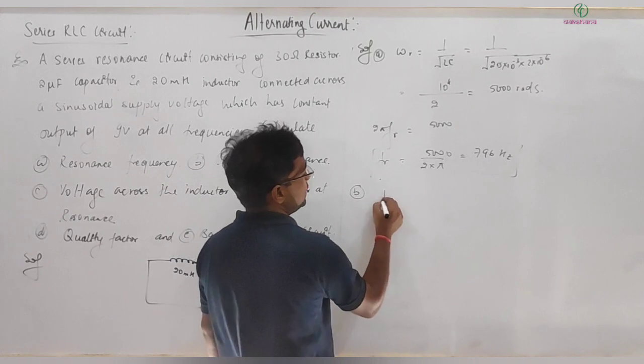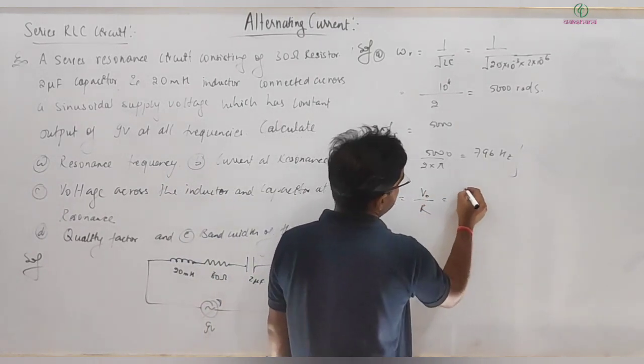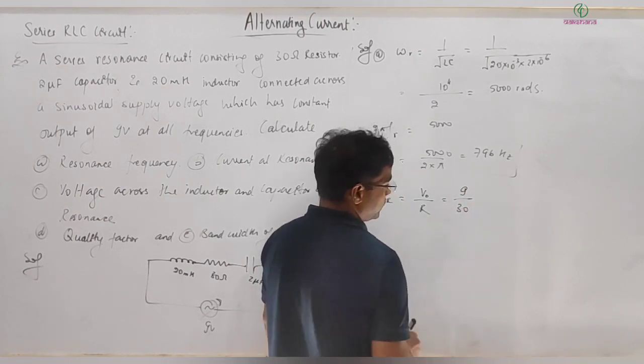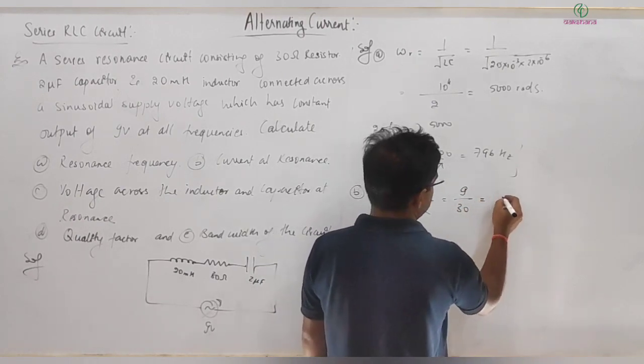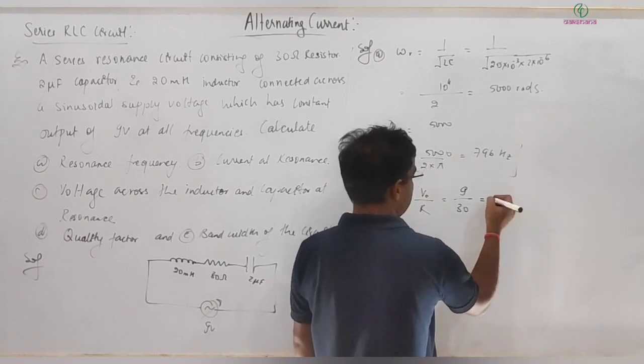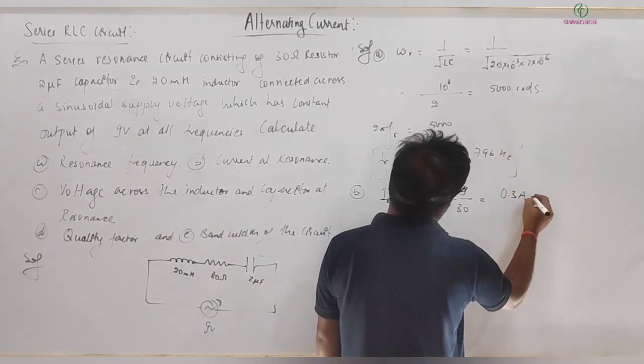Next, current at resonance. We know the current at resonance is given by simply V divided by R only. So V is 9 divided by R, which is 30, right? That's coming out to be 0.3 ampere. This is the current.